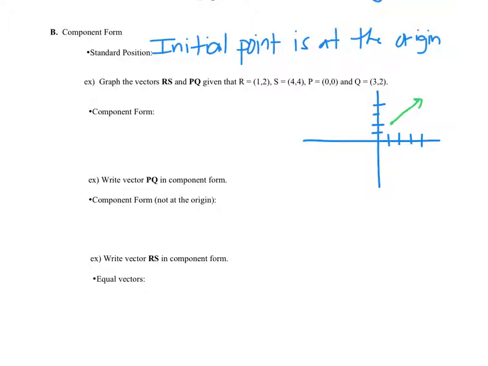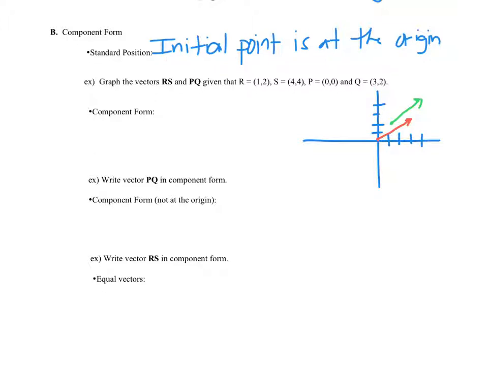Now let's graph vector PQ. I'll do PQ in red. PQ starts at 0, so it starts at the origin, and then it goes to 3, 2, which is right here. And that's PQ. My drawing's off a little bit. My spaces aren't the same. They actually are parallel. Are yours on your paper? They're better than mine? They should be.